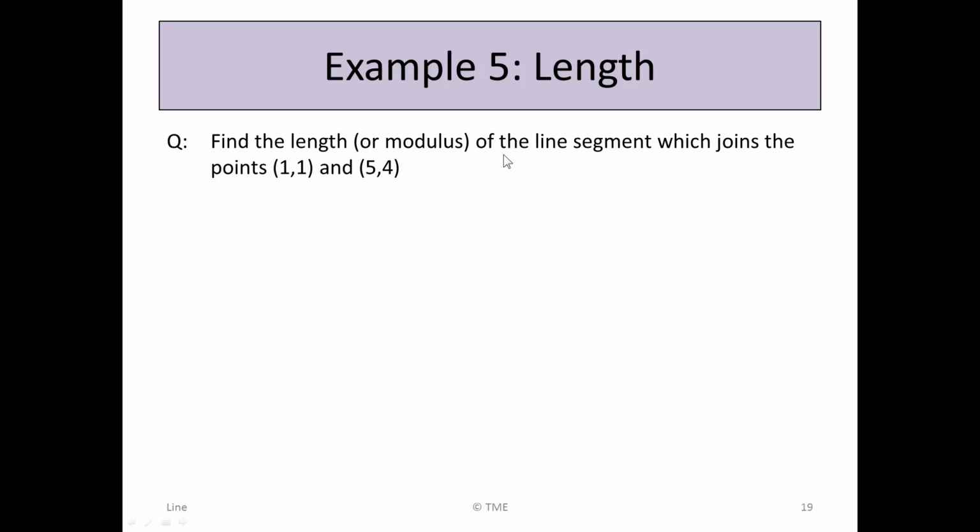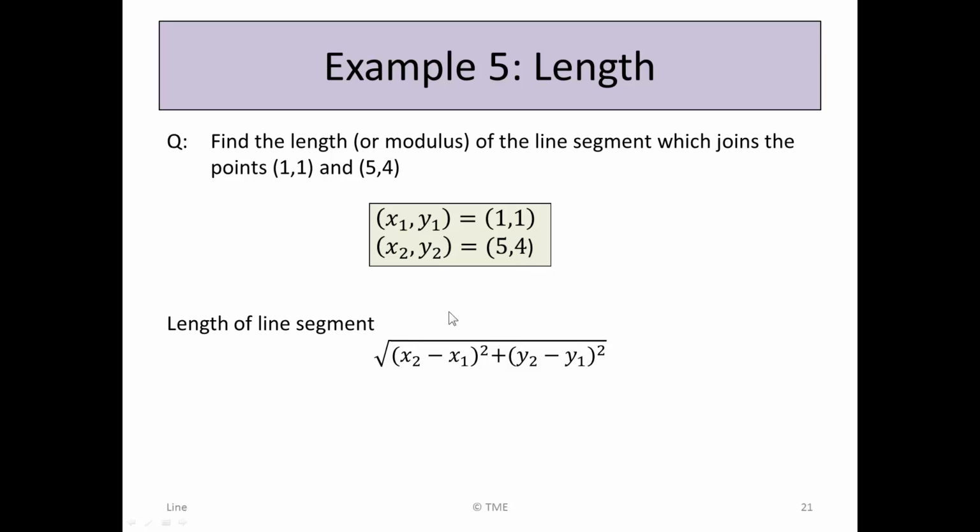Find the length or modulus of the line segment which joins the points (1, 1) and (5, 4). We're not going to draw the line, we're just going to use the formula. So (1, 1) is our x1, y1. (5, 4) is our x2, y2. So we keep that because we're going to use and rely on that. The length of the line segment is the square root of x2 minus x1 squared plus y2 minus y1 squared. The differences in the x's and the y's. And now we just substitute the values.